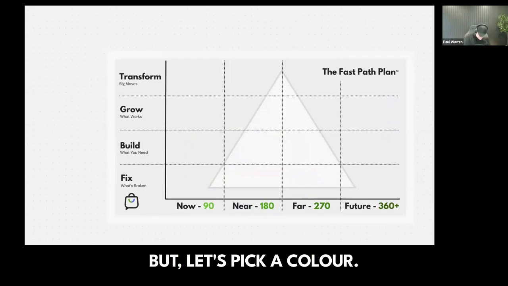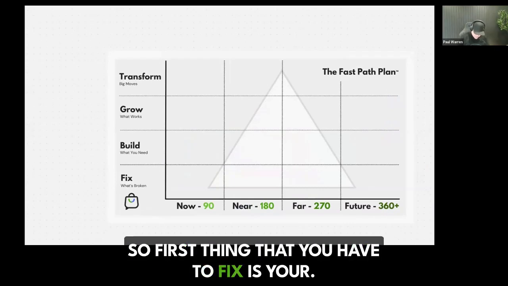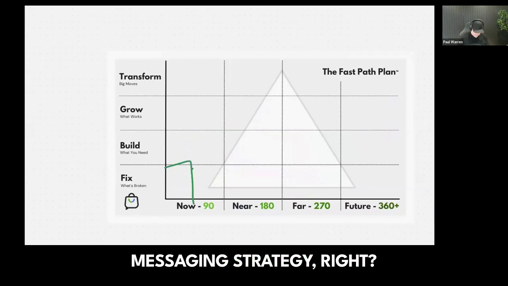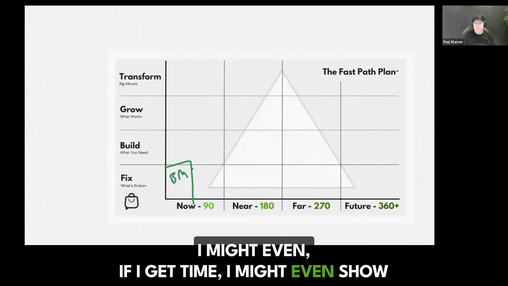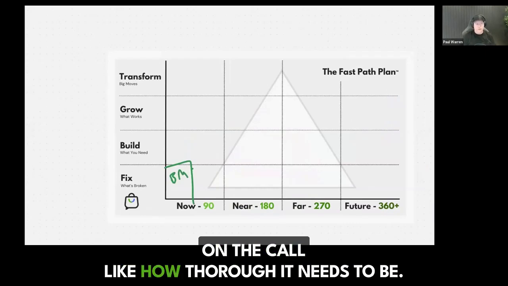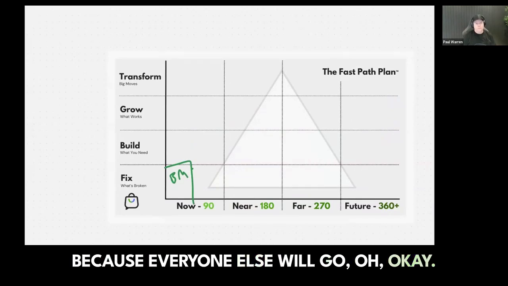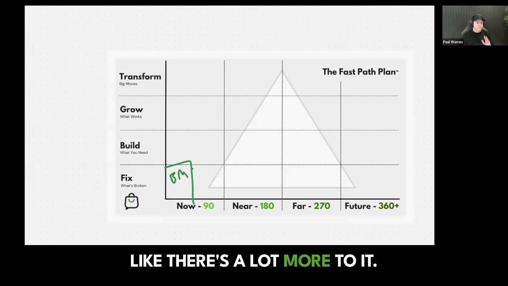But let's pick a color. Green, that'll do. So the first thing that you have to fix is actually do a proper brand messaging strategy, right? So brand messaging strategy. Got to nail that. I might even, if I get time, show on the call how thorough it needs to be. I think there's some value in demonstrating that. Because everyone else will go, oh okay, it's not as simple as going to ChatGPT and going, hey, fix this thing on the homepage. There's a lot more to it.